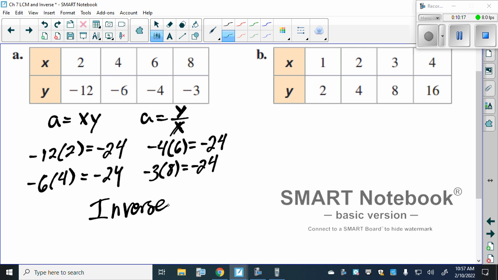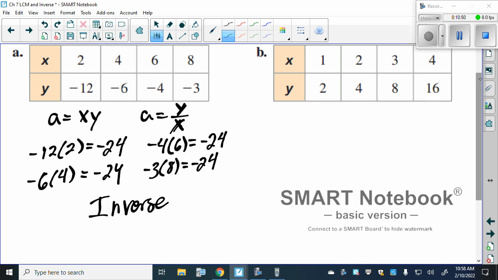Because when we multiply, it's talking about the inverse, and when we divide, it's talking about the direct variation, which is very easy to switch the two. And we can also see it with the numbers, because 2, 4, 6, 8, each one of them is getting bigger or farther away from 0. The y values, negative 12, negative 6, negative 4, negative 3, are getting smaller, closer to 0. So they're going in opposite directions.